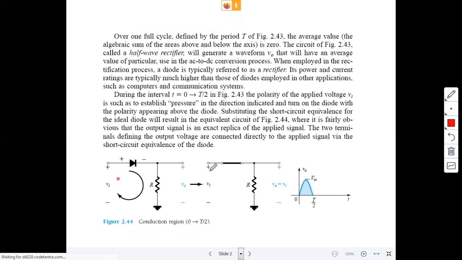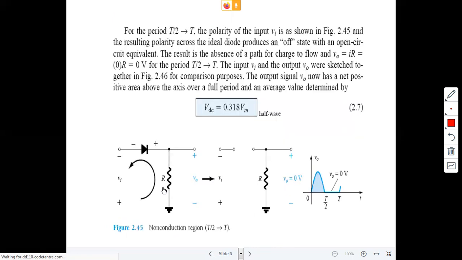During the positive cycle, diode D is on, so output follows the input. We are considering the diode D is an ideal diode. And during the negative cycle, diode is in open circuit, and output is equal to 0.